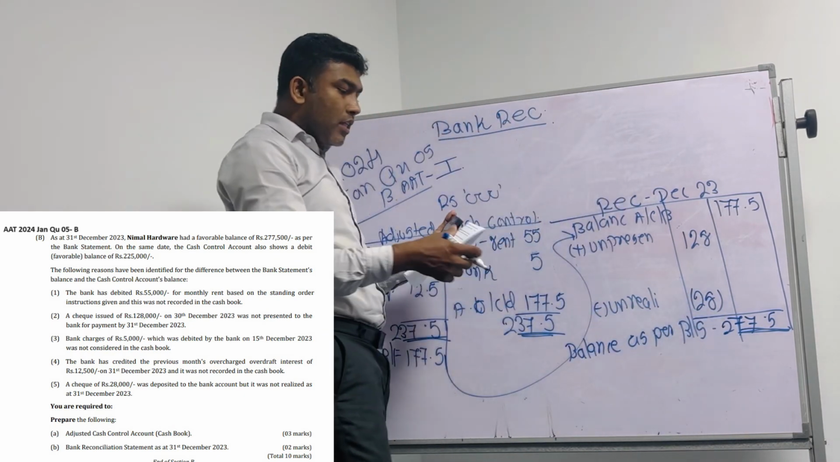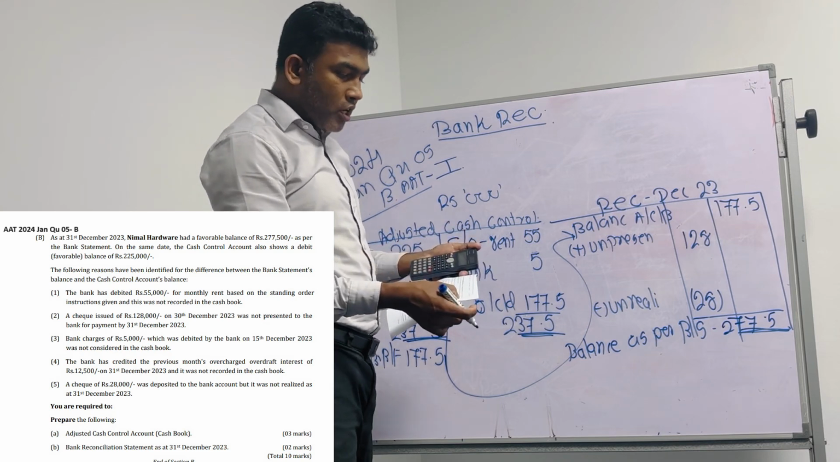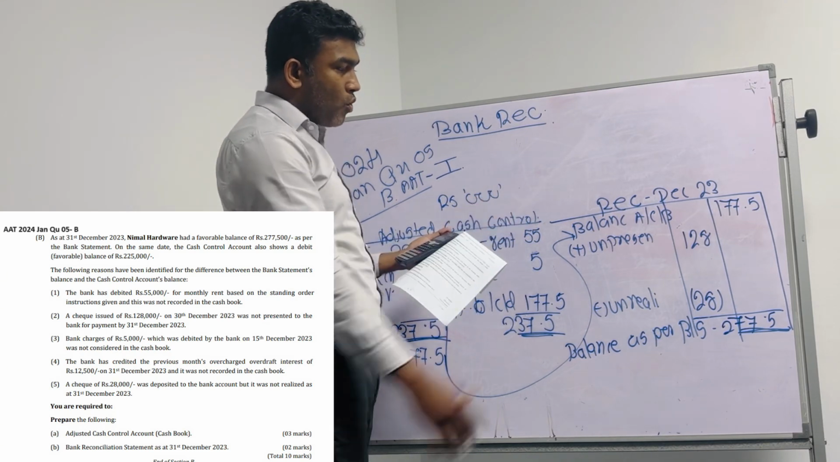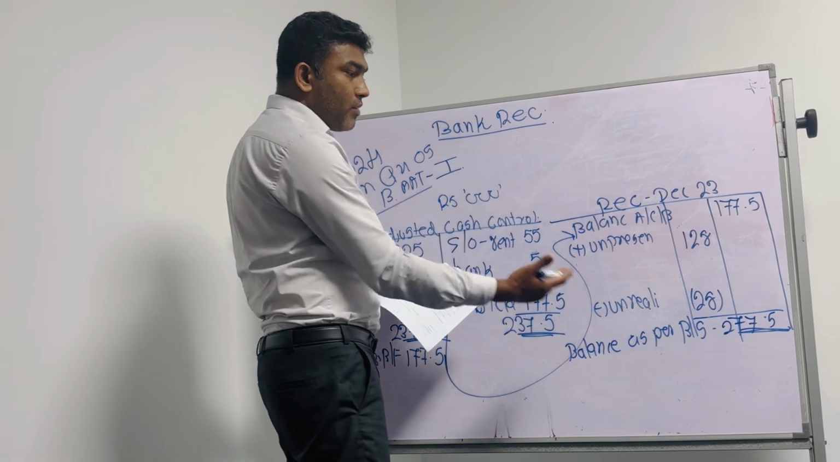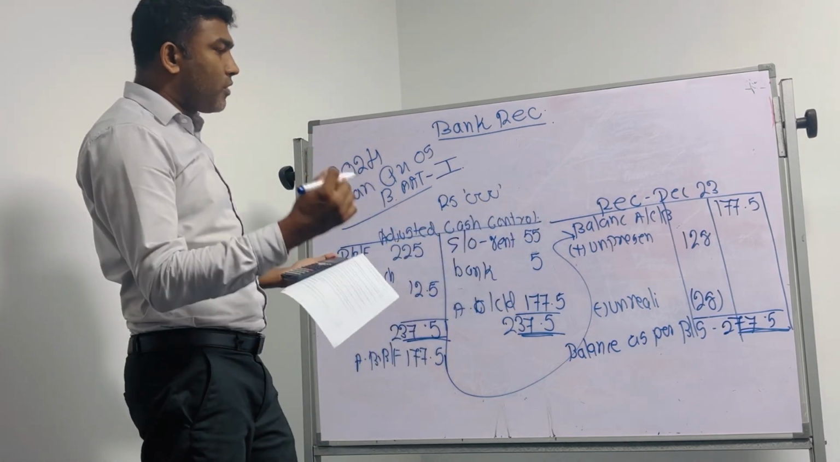You can cross-check the answer you receive with the value given in the question. The question says the favorable balance of 277,500. You have received the answer perfectly. That means you are earning the full mark within just 5 minutes of work.